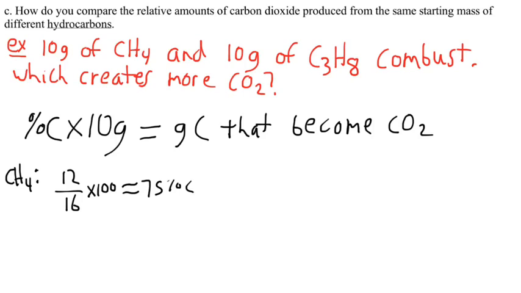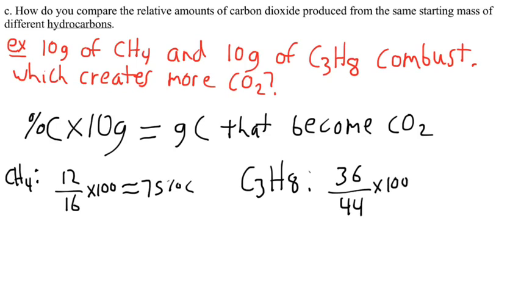The C3H8 is going to have 3 carbons in it, so that's 36.03. And then plus 8.08 for the hydrogens, so 44 total. And I don't even have to calculate that. I can see it's more than 75%. If it was 75%, it would be 33 out of 44, I think is how you do it. So because it's more than 75%, that has a greater percent of carbon, so it has a greater mass of carbon, so it'll make a greater mass of CO2.